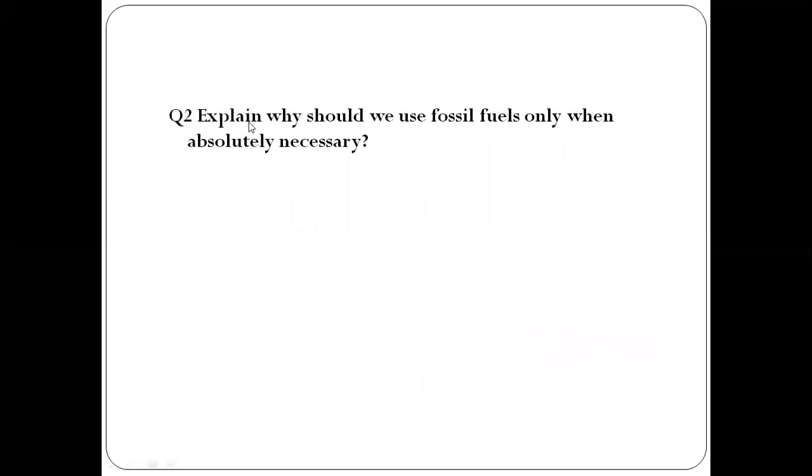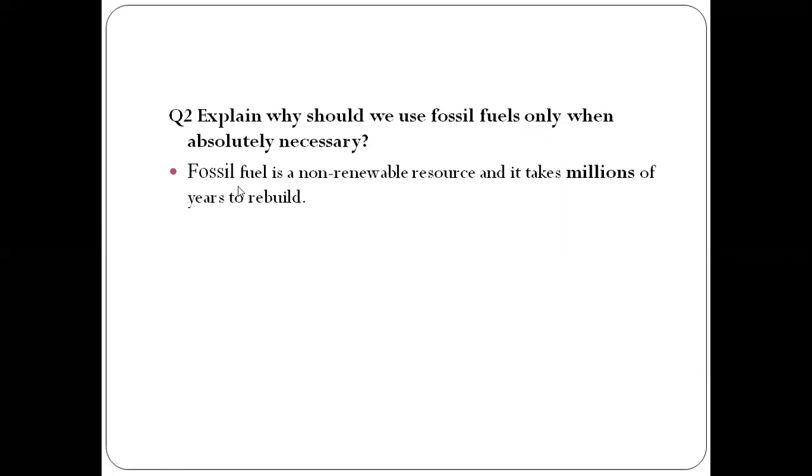Now, let us explain why we should use fossil fuels only when absolutely necessary. Because of the previous three reasons, we are not in a position to quit them, but we have to use them only when absolutely necessary. Why? Fossil fuels are a non-renewable resource and it takes millions of years to rebuild. What a bitter truth.